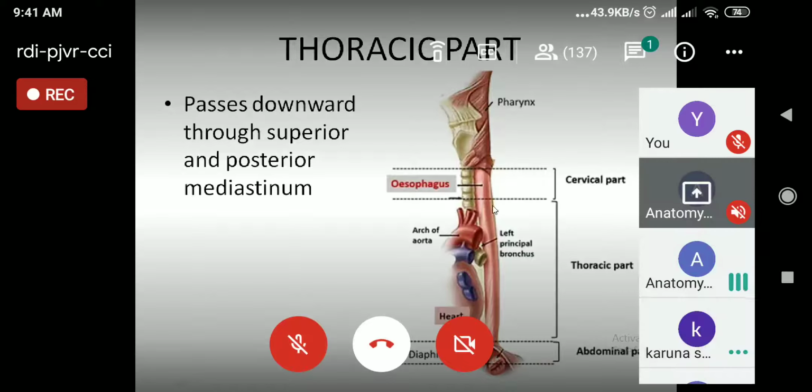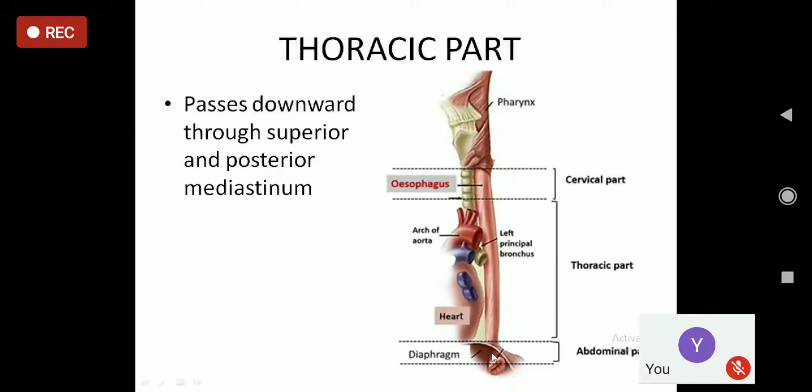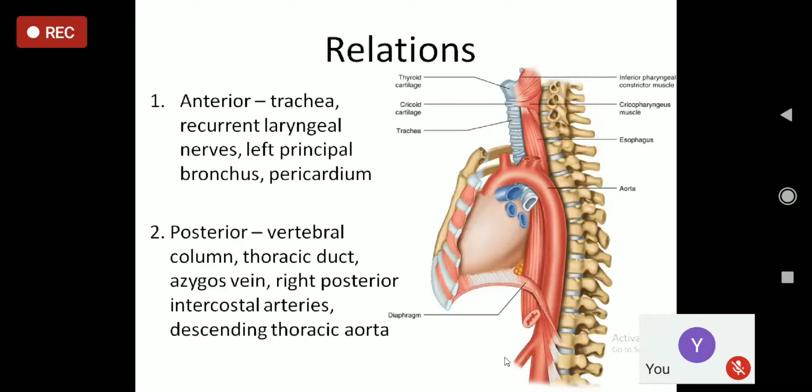So this thoracic part of esophagus passes through the superior and posterior mediastinum, then it pierces the diaphragm to become the abdominal part of esophagus. So this is about the thoracic part of esophagus and its location. Then talking about the relation of the thoracic part of esophagus. Here, this is esophagus. In this diagram, let's get oriented first. This is esophagus, muscular tube, and this is the vertebral column. This is sternum, manubrium sterni, and body of sternum, ribs. So this is the anterior aspect, and this is the posterior aspect of the body.